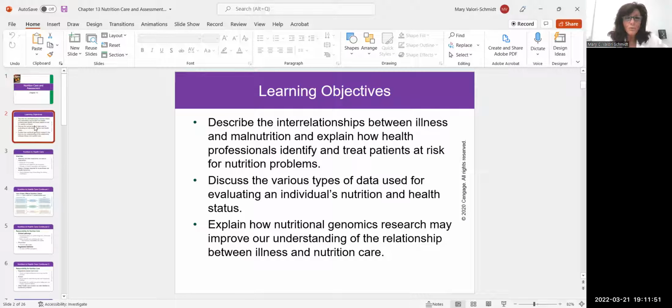We are going to describe interrelationships between illness and malnutrition, and explain how health professionals identify and treat patients that are at risk for nutritional problems. We're going to talk about different types of data that we use to evaluate somebody's nutritional status and health status. We will explain how nutritional and genomics research may improve our understanding of the relationship between illness and nutrition care.